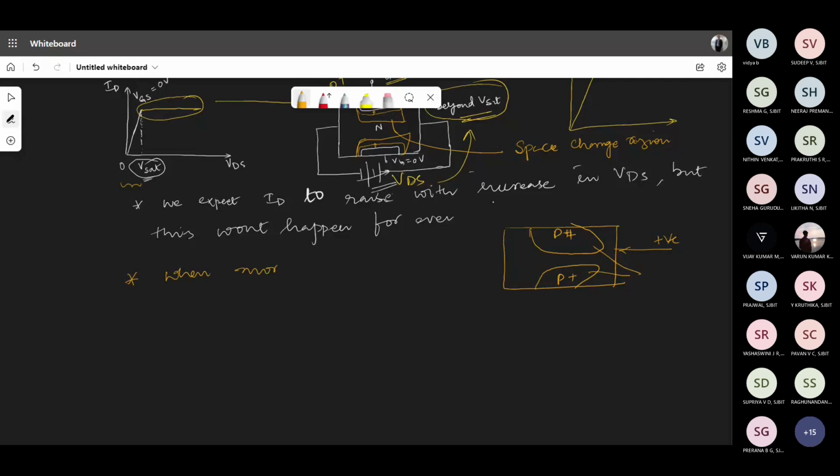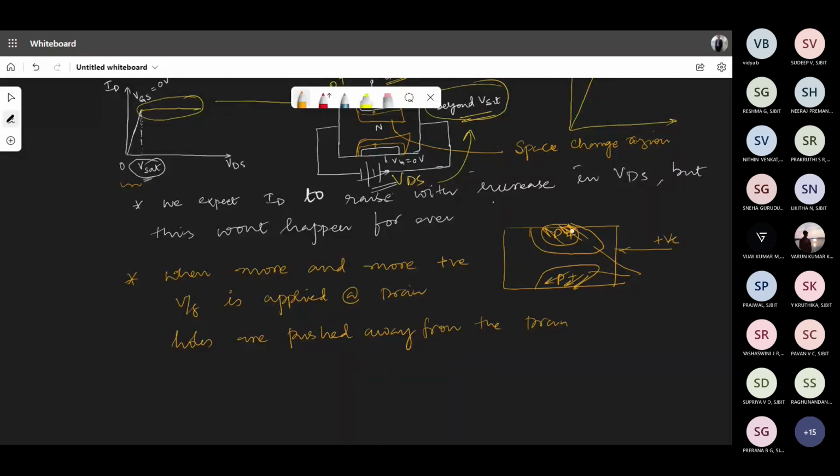When more and more positive voltage is applied at the drain, holes are pushed away from the drain. Does it mean that holes exist at the drain? No. That means that the holes which are there at the gate are being pushed away in this direction. If you can see, the field is getting created in this direction.